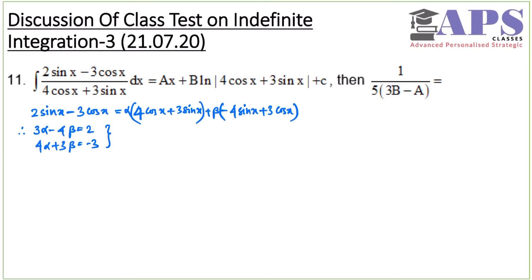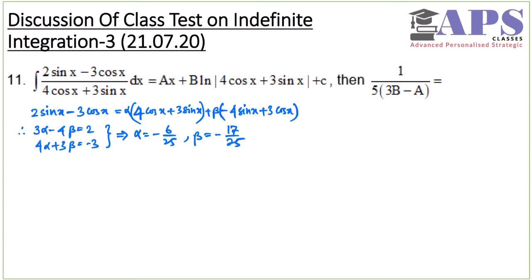So when I simplify this, to simplify I have to multiply with 3 and 4, so we'll get 9 and 16, that is 25 alpha. 6 minus 12 is minus 6, so alpha is equal to minus 6 by 25, and beta will become minus 17 by 25. This you can check easily.